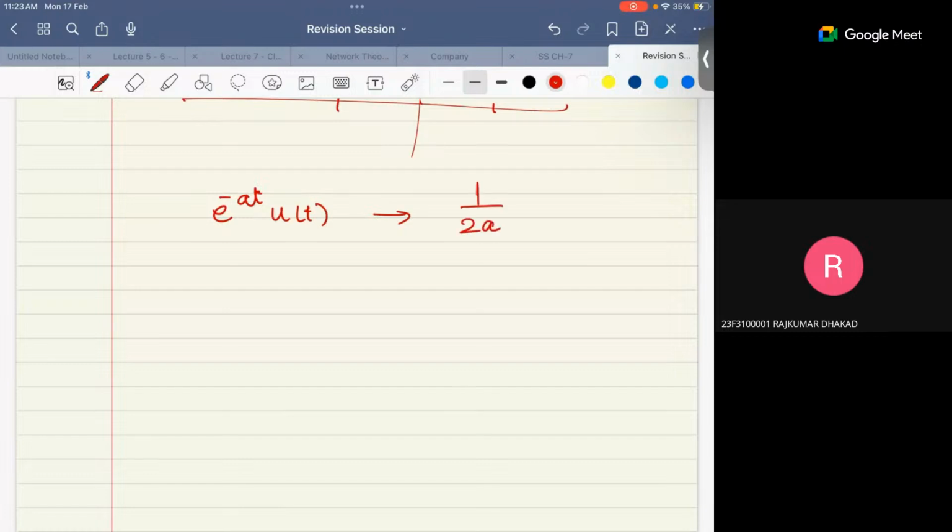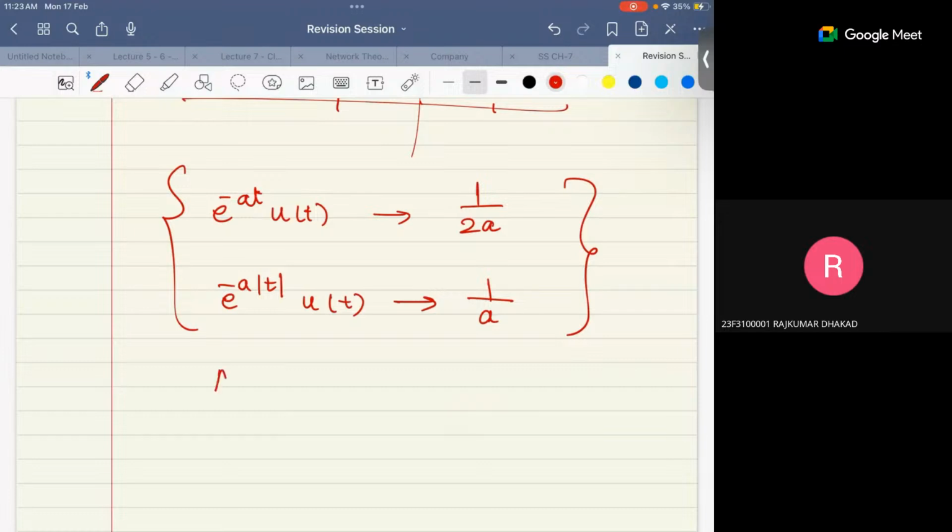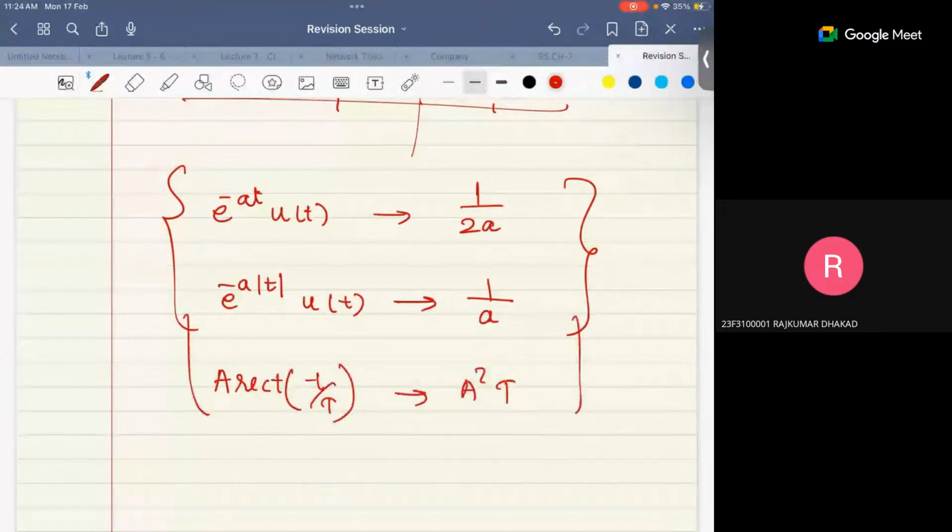1 by 2a. And for this case, what is the value? 1 by 1a. Right? What is the energy for a rect function? So these three you must know. In the exam, if it is asked directly, you can calculate it, right?